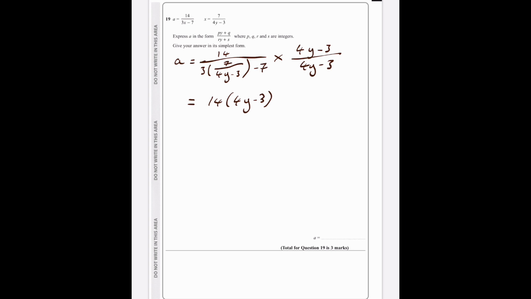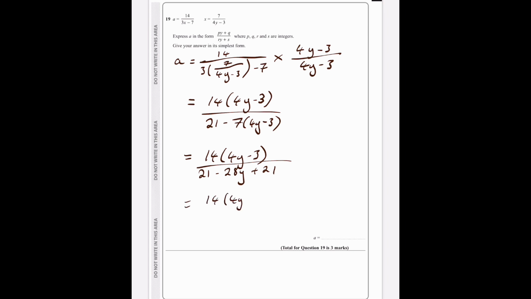So the numerator becomes 14 lots of 4y - 3. That's a straightforward multiplication. The denominator, well, in the first part of it, 3 lots of 7 over 4y - 3, that will just cancel the 4y - 3s, leaving me with 3 times 7, and then subtract, and then I have to times that 7 by the 4y - 3. Now we've got rid of all of the fractions within fractions. All that remains to do is to expand everything out, collect like terms, and then simplify if we can.